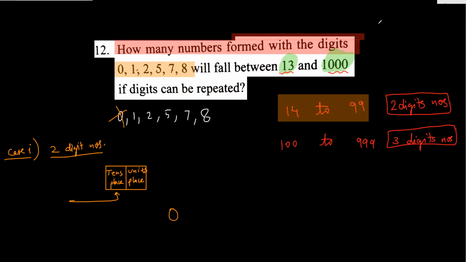So what do you have? You have here, tens place can't be 0. Tens place can't be 1, I'm sorry, tens place can be 1. But remember, if tens place is 1, then you cannot have 2 at the units place, because if it is 1 and here you have 2, it is 12, and you want more than 13. Okay, so now I understand that even in two-digit numbers there will be one more case.